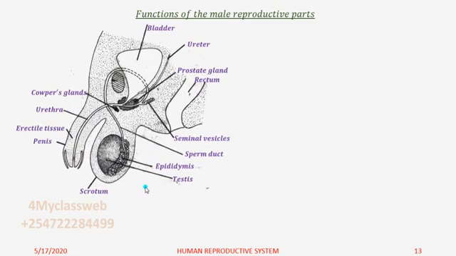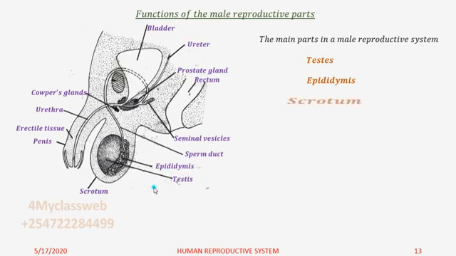This time I want us to look at the function of each of these reproductive parts. I have my diagram again, so that as we mention each of these parts, the learner should be able to identify the position of each. I will begin with the testes. Then I'll look at the epididymis. From there, I will look at the scrotum. Then I will go to the sperm duct, the penis, and the urethra.